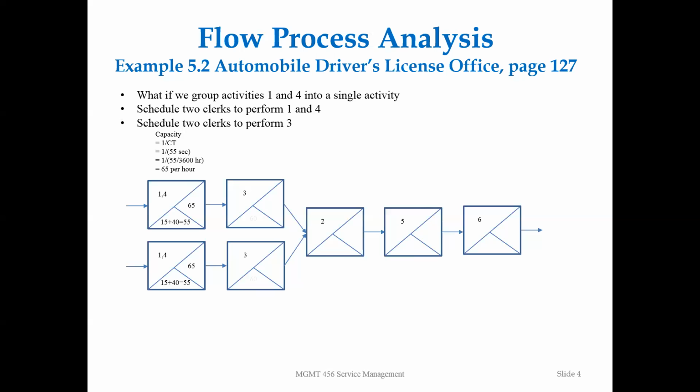Similarly, for activity 3, the cycle time is 60. We don't have to do any new calculations, the same. And cycle capacity is 60 per hour. For activities 2, 5, 6 will stay the same. Okay, the cycle time and capacity will stay the same. You can copy paste from the previous slide.